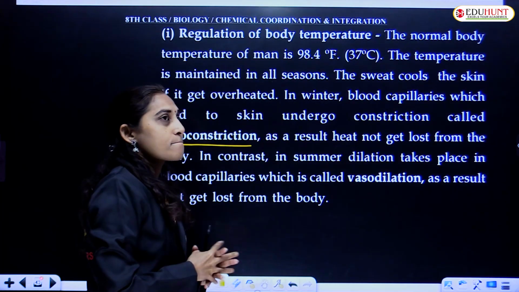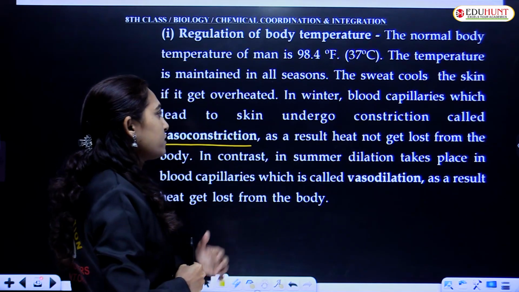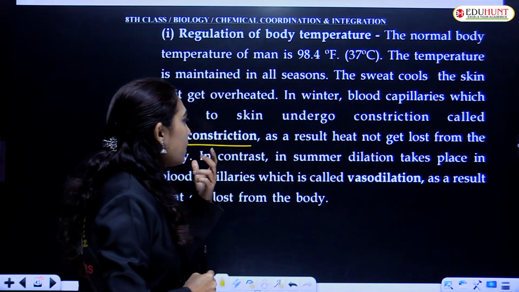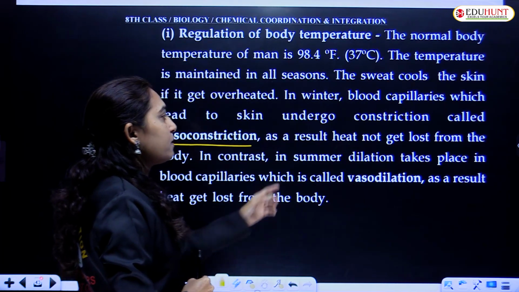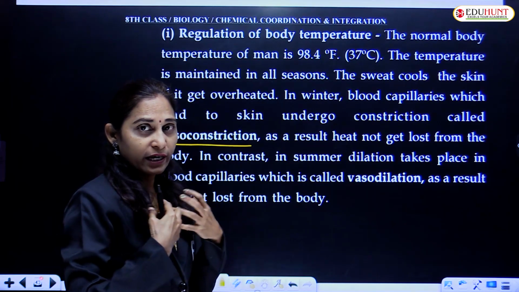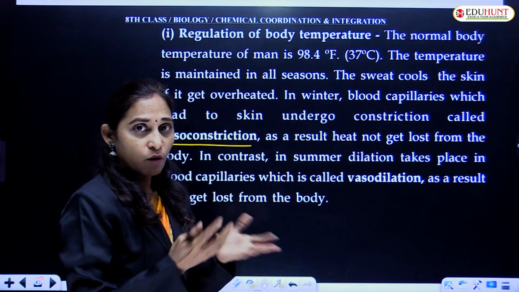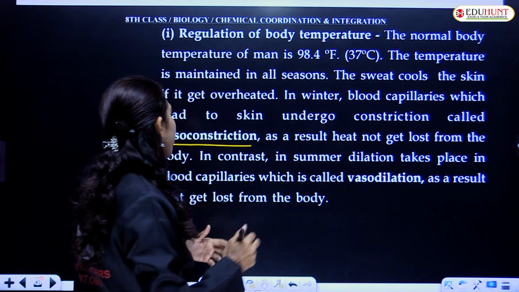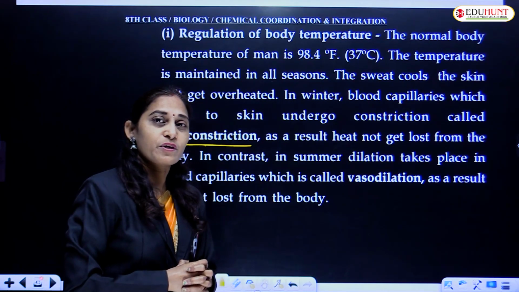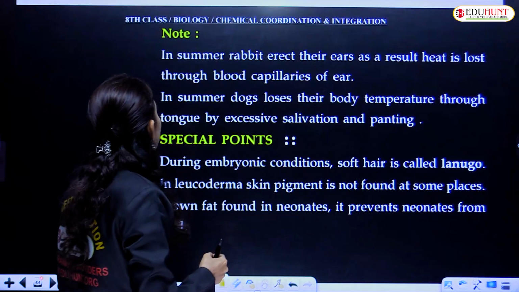When the temperature goes down, vasoconstriction takes place. Because of vasoconstriction, it keeps our body hot, and as a result heat does not get lost from the body. That means heat should not go out of the body. It should be retained in the body because the outer temperature is low. That is because of vasoconstriction. And vasodilation occurs when the temperature is high in the surrounding environment.